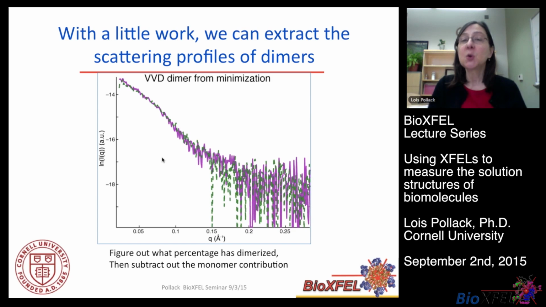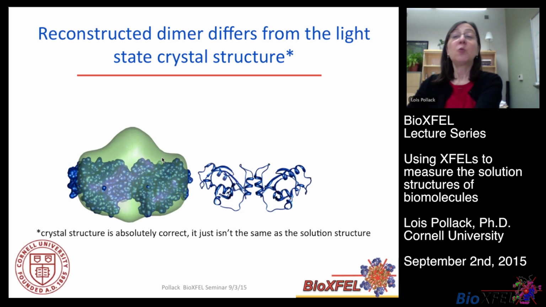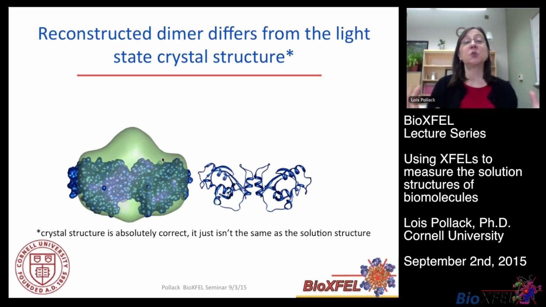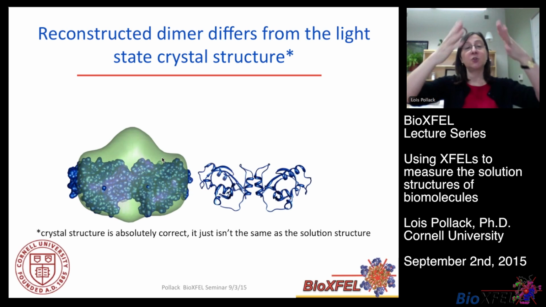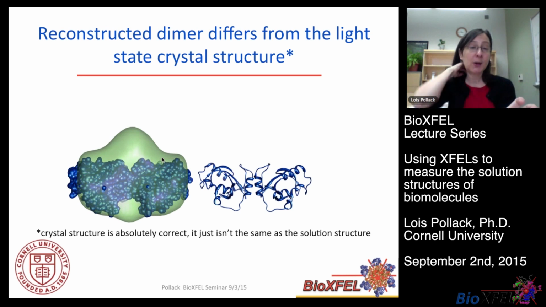And this is, of course, assuming that there's just monomers and dimers present. And we get these scattering profiles. And once you have SAXS profiles that are background subtracted, you can then reconstruct the low-resolution structural envelope, which is shown as this greenish low-resolution structure. And we've docked the crystal structure into it.